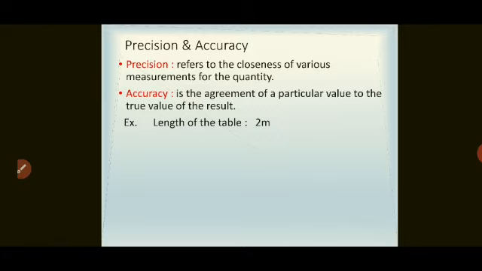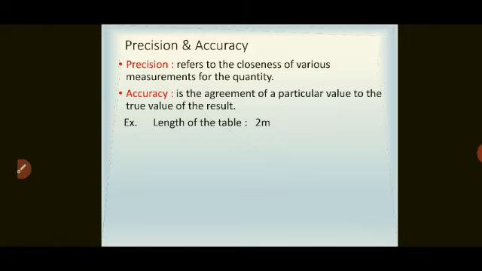No, obviously not. Though the length of the table is fixed, due to human error, that may be eyesight error, or due to device error or apparatus error, there is always some difference in the reading. Some readings are very near to each other, and therefore we say it is precise, that is precision. So precision refers to the closeness of various measurements for the quantity.